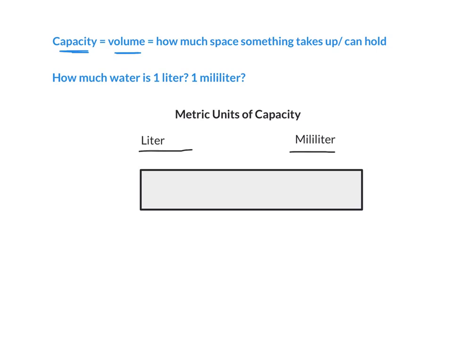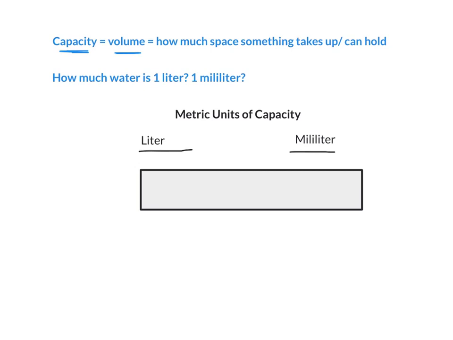Every 3-dimensional object takes up space, right? This caddy takes up space. Your water takes up space. Books take up space. You take up space. That means every 3D object has capacity or takes up space. So capacity or volume is a word that tells you how much space something takes up.